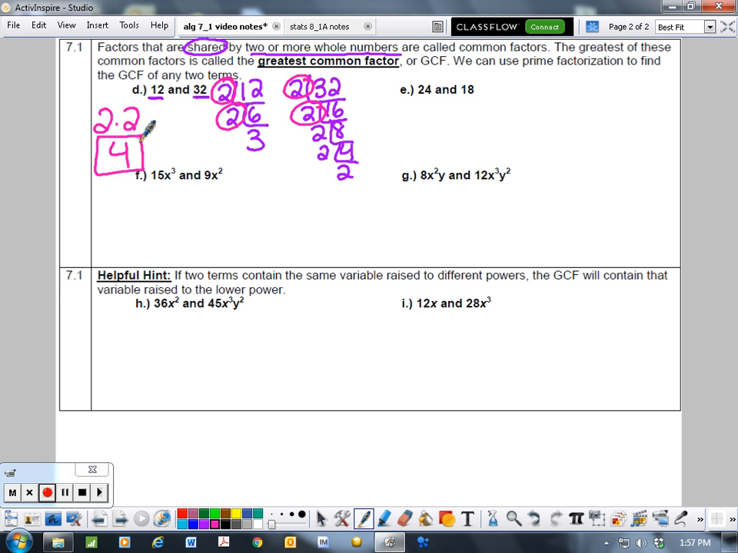Now, some people can do this without breaking down into prime factors, and that's fabulous if you can do that. But you have to be able to do it consistently. So this is just a method for those people who are like, I have no idea.